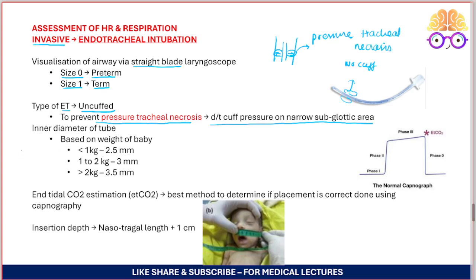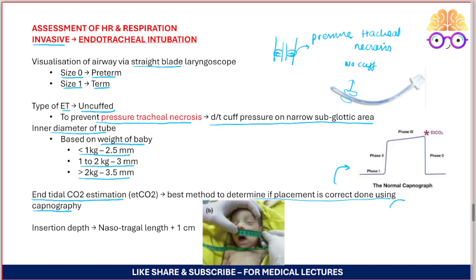And then we have the inner diameter of the tube. Based on the weight of the baby we'll be doing it. Less than 1 kg, it's 2.5 mm. If the baby is 1 to 2 kg, 3 mm, and if the baby is more than 2 kg, 3.5 mm. Now the main thing is we need to see the end tidal CO2 estimation for determining if the placement is correct, done using capnography. Okay, so here we have a capnography.